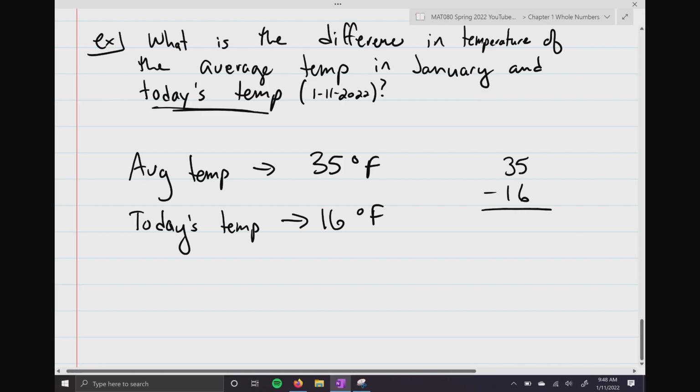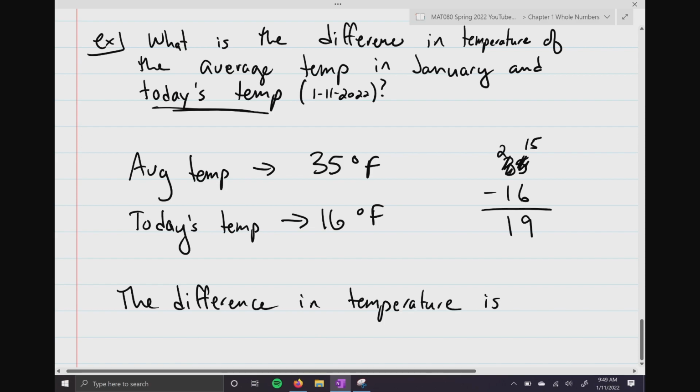So 5 minus 6, looks like we got to borrow. So this is going to be a 2, and that's going to be a 15. 15 minus 6 is 9. 2 minus 1 is 1. So the difference in temperature is 19 degrees Fahrenheit.